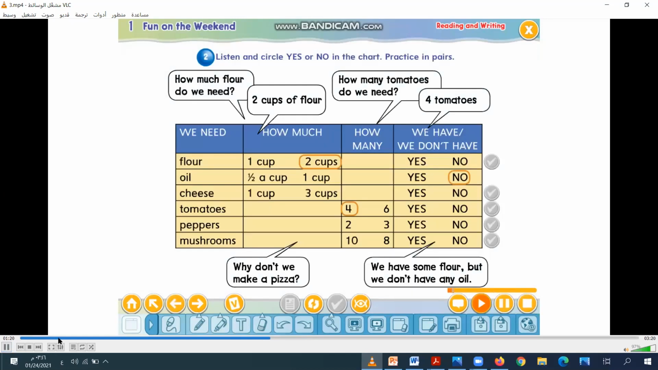Okay, let's check and see what we have. We have some flour, but we don't have any oil. Okay, so we need to buy some oil. Please. What about tomatoes and peppers? We have 5 tomatoes, but we don't have any peppers. So we need to buy oil and peppers. And mushrooms. We don't have any mushrooms. Okay, good. Now practice in pairs.